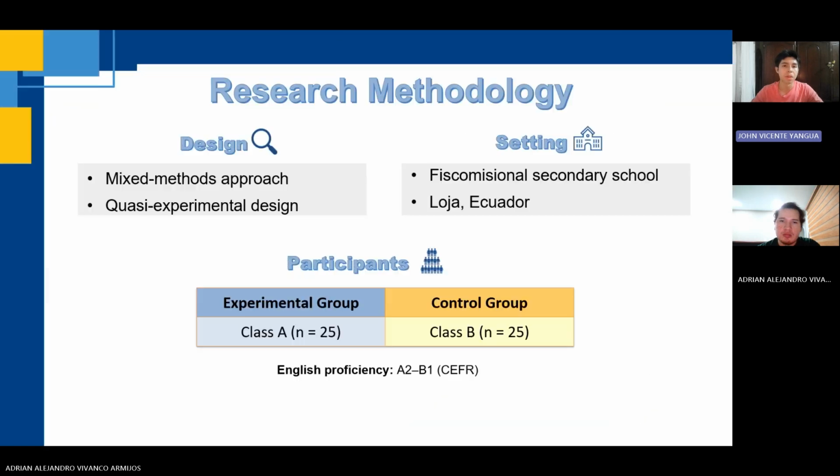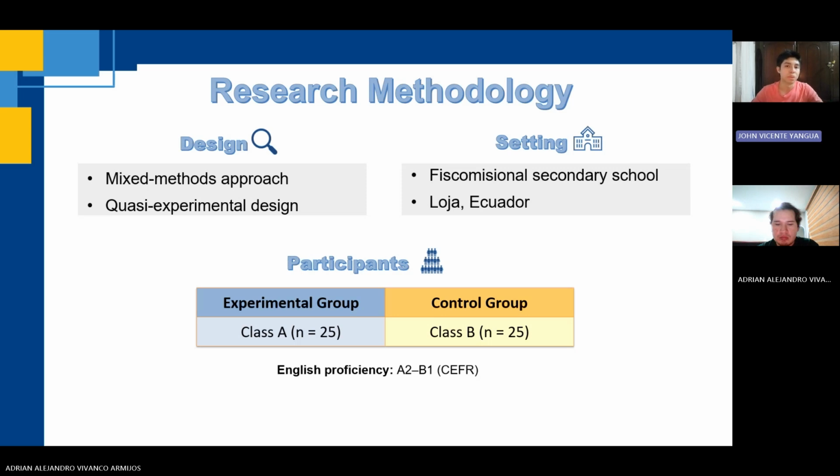This study employed a mixed methods approach because it combined quantitative and qualitative data to provide a more comprehensive understanding of the research problem. The quantitative data allow us to measure students' improvement in coherent written communication, whereas the qualitative data help us better understand students' experiences, difficulties, and perceptions throughout the instructional intervention.